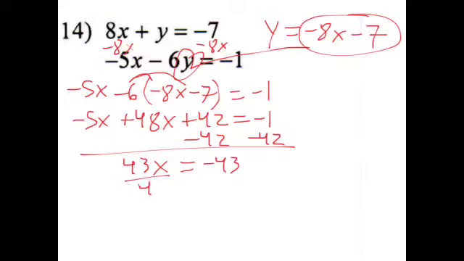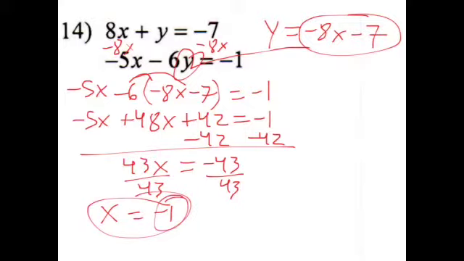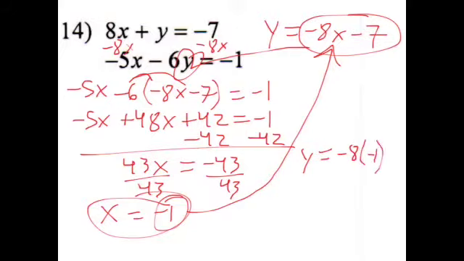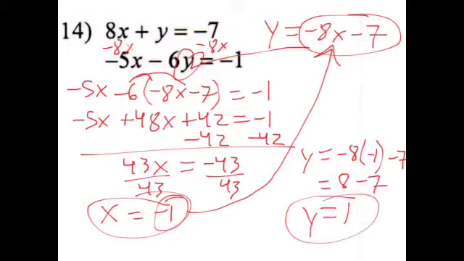That's awfully convenient, because all I have to do is divide by 43 on both sides to get x equals negative 1. And now that I know what x is, I can take that and put it into my other equation to get y equals negative 8 times negative 1, and then minus 7. Well, negative 8 times negative 1 is just 8. I need to subtract 7. Well, 8 minus 7 is just 1. So y is 1. And so now I have the point (negative 1, 1) for my solution here.